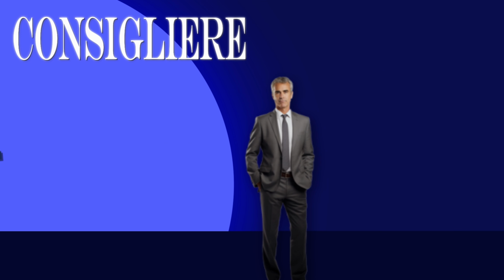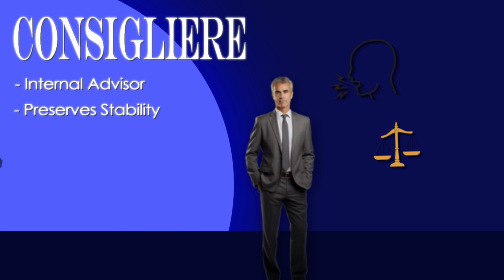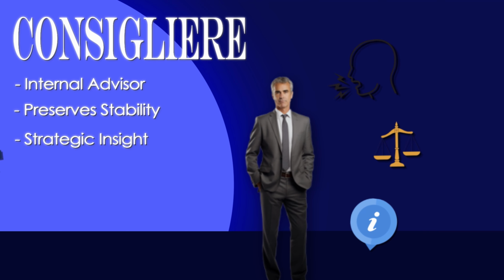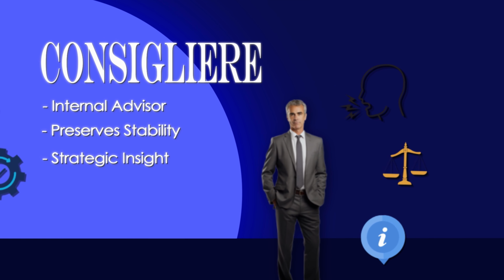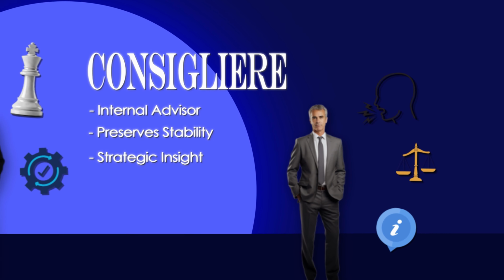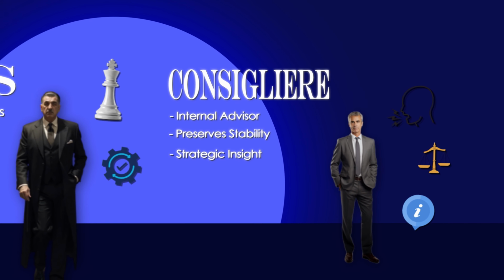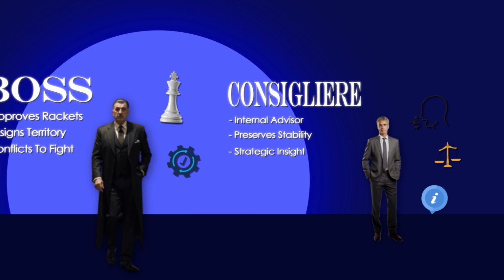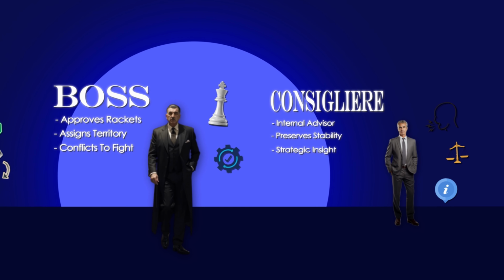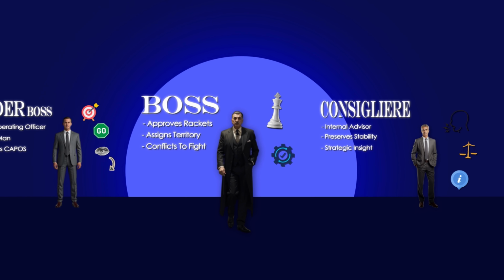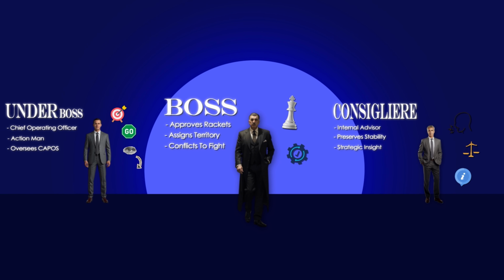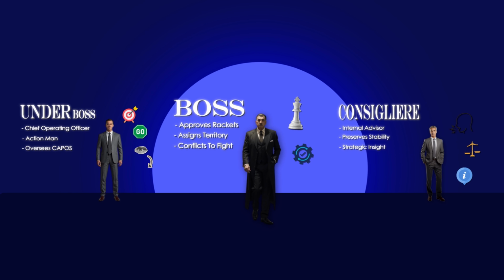The consigliere is an internal advisor. He mediates disputes, preserves stability, and provides strategic insight without commanding soldiers. His influence ensures cohesion inside the organization. What defines this layer isn't force, but distance. Orders travel downward, money travels upward. Liability stops before it reaches the top. This design ensures leadership remains insulated from the activities that generate risk.